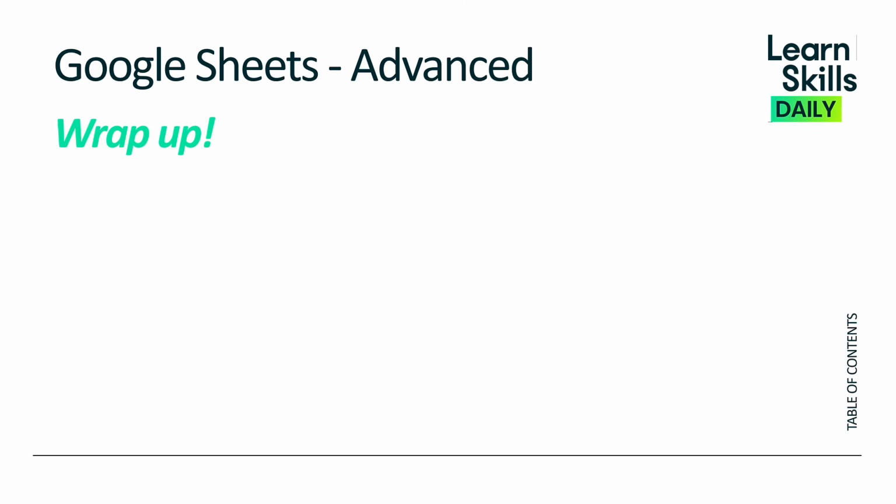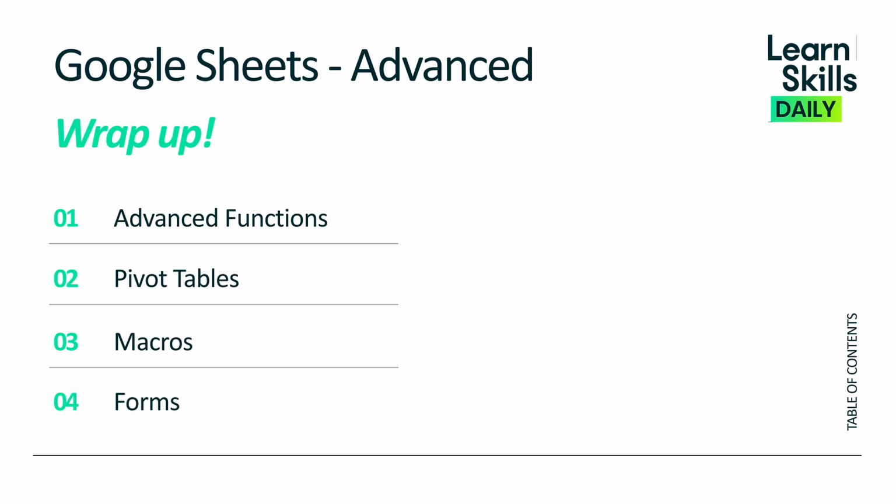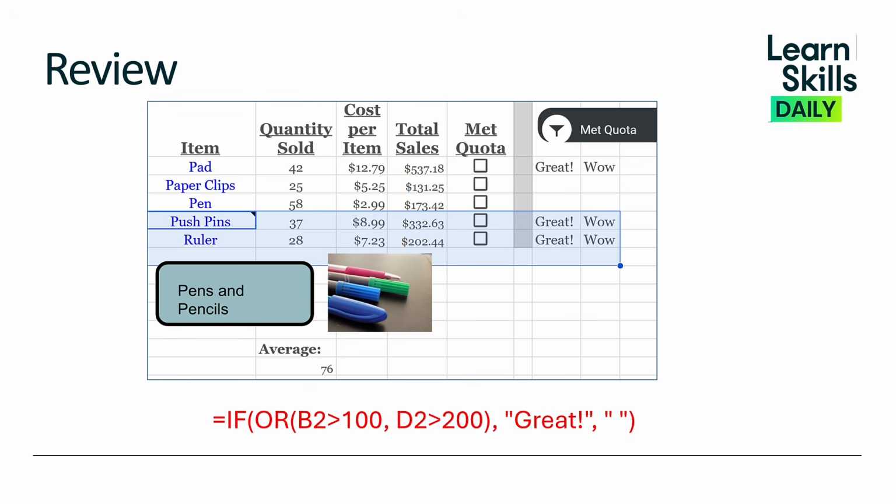This is a wrap-up of Google Sheets Advanced. We covered advanced functions, pivot tables, macros, forms, and more. Here we'll review. We got into some different functions, and here is an example of a logical function that we built. It was a combination of if and or, where we tested our data and then produced the word great in a column.